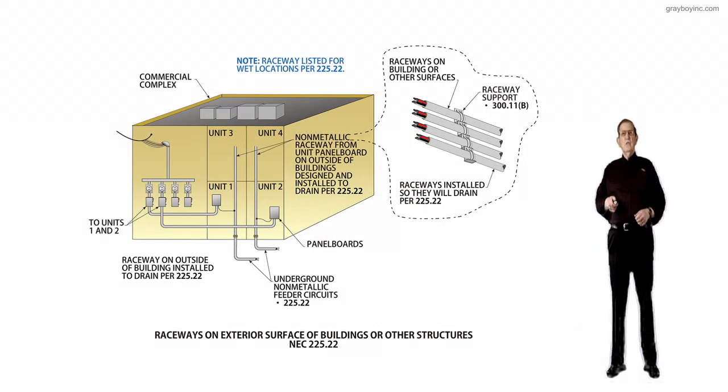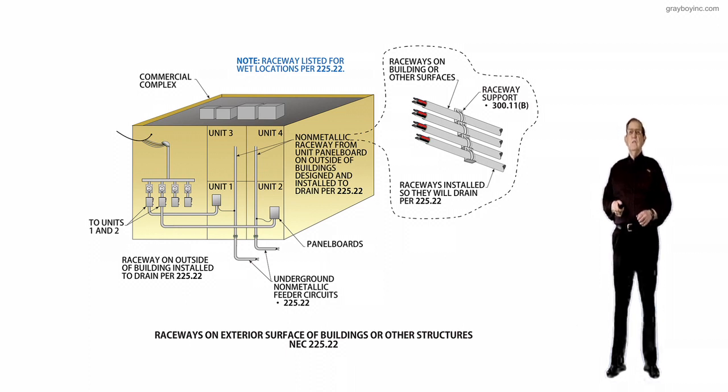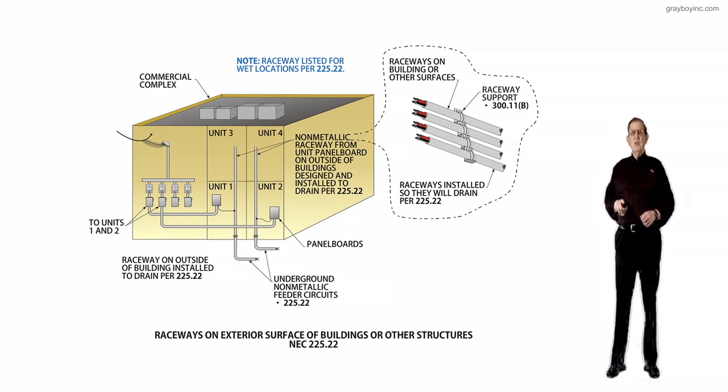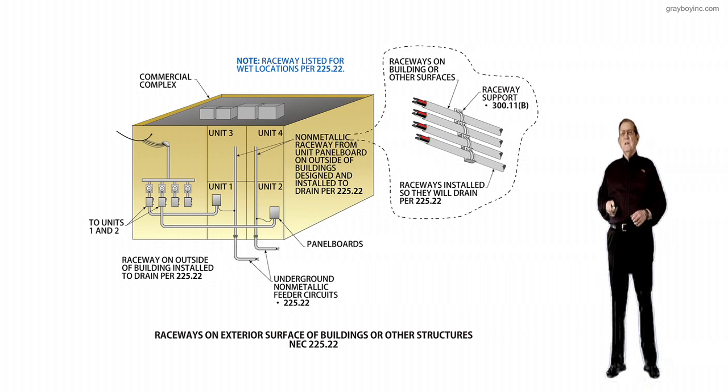This illustration deals with raceways on external surfaces of buildings or other structures in accordance with NEC 225.22. Purpose of change: this new section has been added to clarify that raceways on external parts of buildings and other structures shall be arranged to drain and shall be listed or approved for use in wet locations.